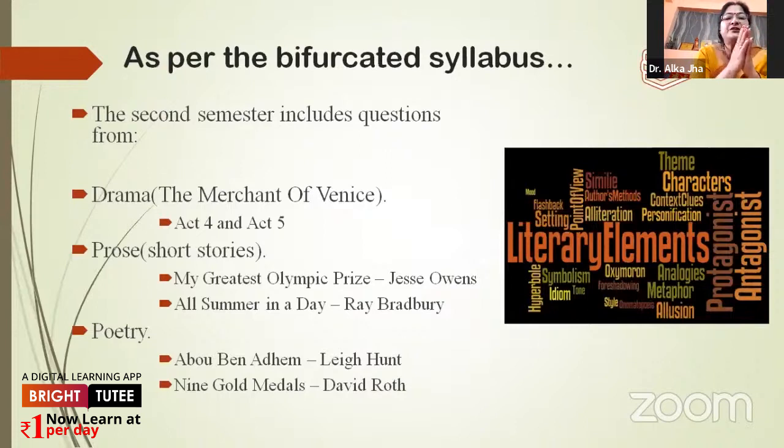Prose, obviously, My Greatest Olympic Prize. As many times as we do, all the better. All Summer in a Day, as many times as we do, all the better. Abu Ben Adam, despite the shortness of the poem, you do it so many times, like that's what I do with my kids, that I almost make them learn it by heart. And of course, 9 Gold Medals. This is such an iconic poem. They can listen to the song also, but right now their focus should be answering the questions.